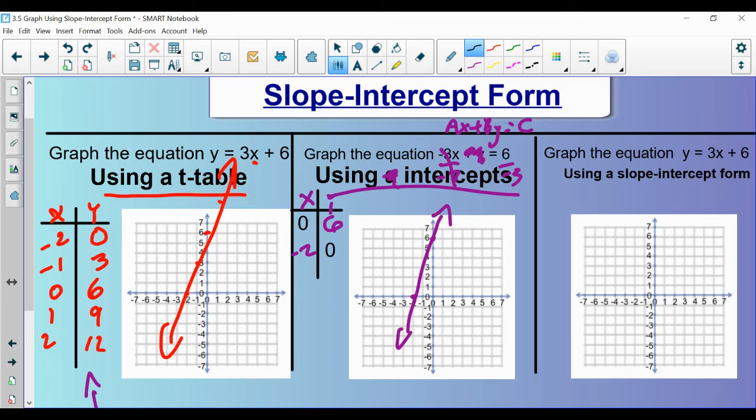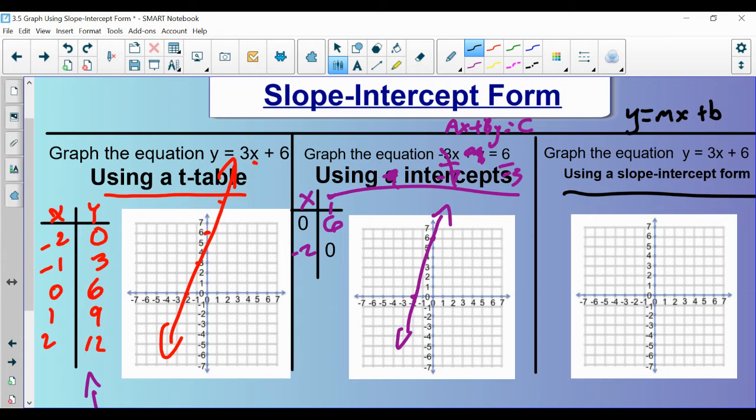Now, this is going to be our third and final method that we are going to learn in Algebra 1 for graphing linear equations, and this is called using slope-intercept form. There's a good chance that you guys already know what slope-intercept form is. Slope-intercept form means y equals mx plus b, and you should have heard that phrase before, y equals mx plus b.